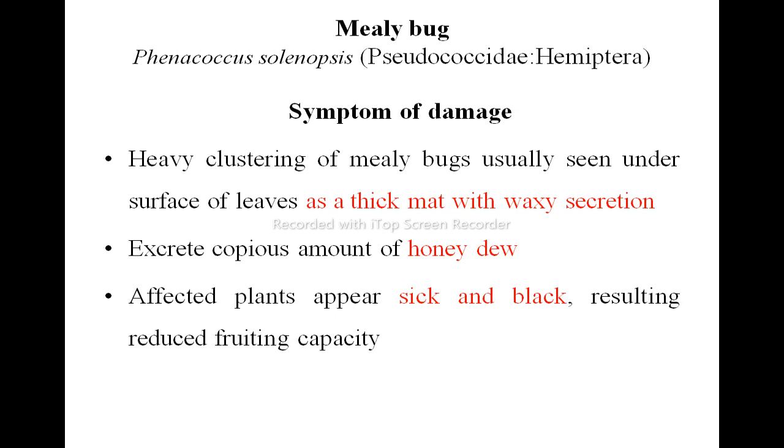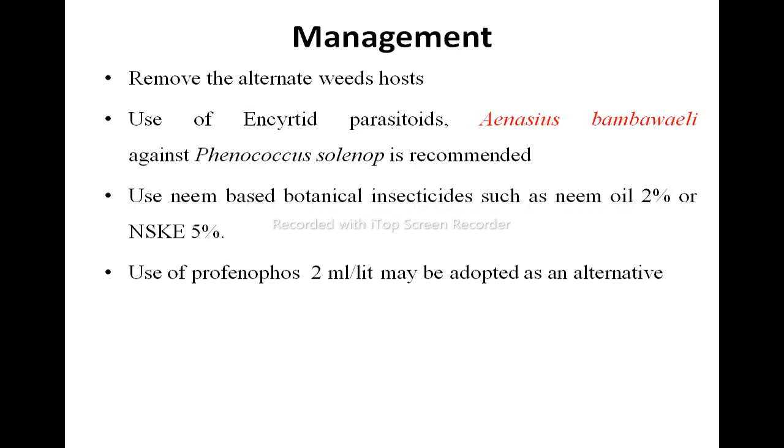Symptom of damage. This insect causes heavy clustering of mealybugs, usually seen under the surface of the leaf. Because of that, we can see waxy secretion on the plant, and it also releases honeydew. The crop plant that is affected by heavy mealybugs becomes sticky and black in color. Because of that, the plant is unable to give good fruiting.